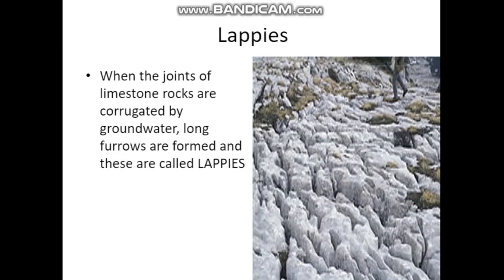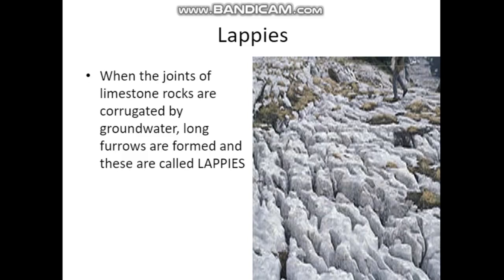Next one is the lapis. What do you mean by lapis? When the joints of the limestone rocks are corrugated by groundwater, long furrows are formed and these are called lapis. How are these lapis formed? Because the joints of the limestone rocks are corrugated by groundwater.